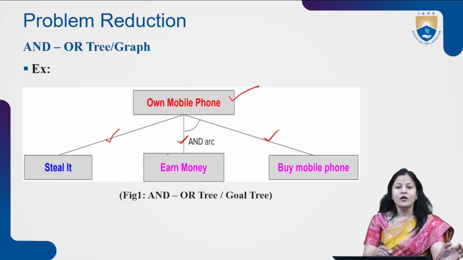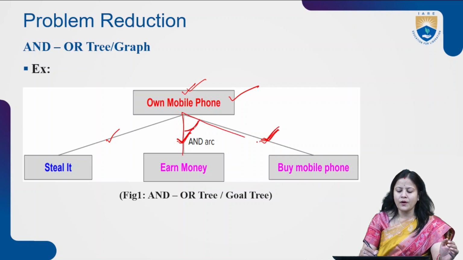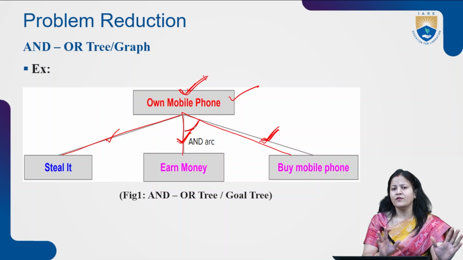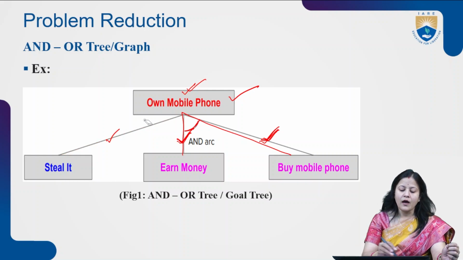So two things are given. You earn money, then you buy the mobile phone. That means to achieve this mobile phone, we have to earn money and then only can I purchase the mobile phone. That is why one arc is given between this path and this path. So either I'll follow this path completely to achieve the mobile phone, or else I'll follow this path so that even I can achieve the mobile phone without any hard work. I can steal from somebody and achieve the mobile phone. So this is the way of representation for an AND-OR graph.